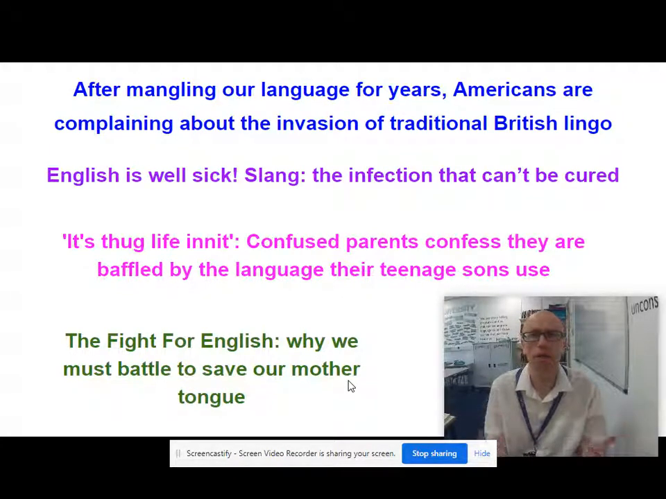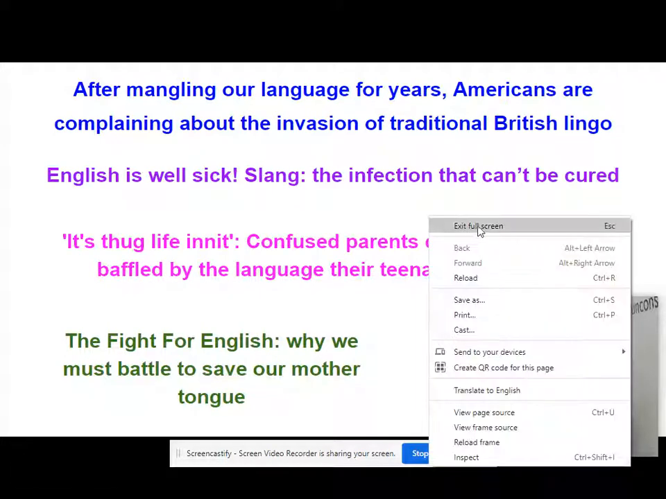Okay, so hopefully that's given you a bit of a flavour of the sorts of language that you'll be using in your question 3 language discourses responses. Thank you very much.